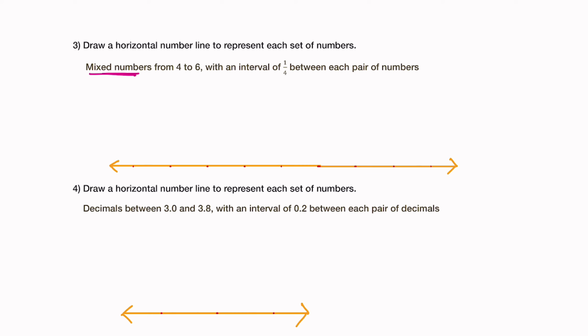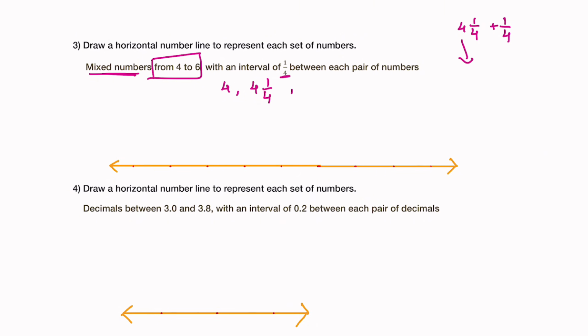Okay? From 4 to 6. So 4 and 6 will be part of our list, with an interval of 1/4, that's 0.25 between each pair of numbers. So it says from 4. If 4 is our first number, what's going to be the next number? It's saying interval of 1/4. So we say 4 1/4 is the next number. Okay? So 4 1/4. Now again, what's the next number? It has to increase by 1/4, so we add 1/4 to this.